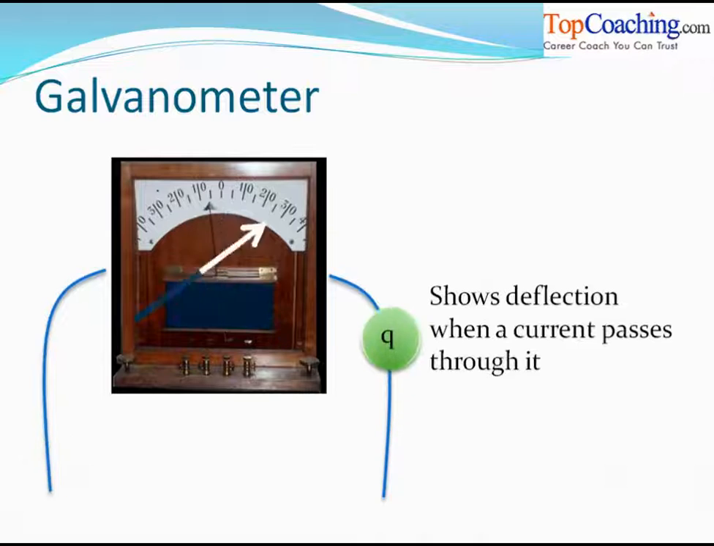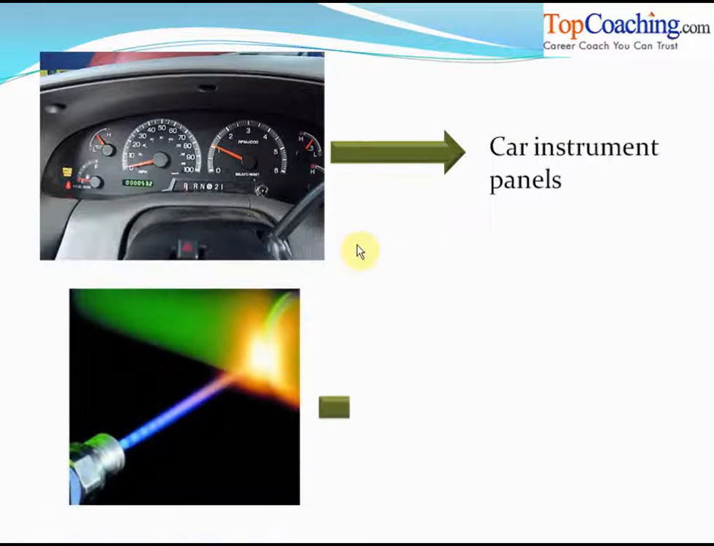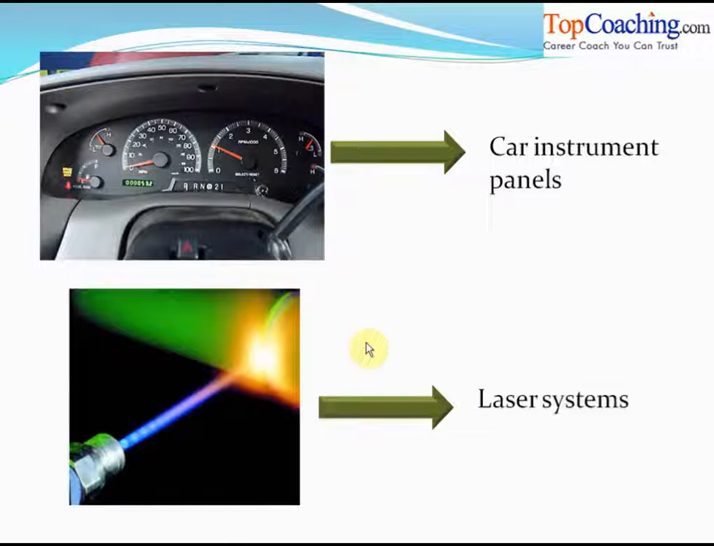Did you, however, know that a galvanometer is actually used in many daily applications? For example, the speedometers of your car, the car instrument panels, they use a galvanometer. Similarly, laser light. You must have seen lasers at one time or the other. Lasers are even used for eye surgery these days. So galvanometers are even used in constructing laser systems. So galvanometers are not so far apart from our daily life. They are a part of our daily life too.